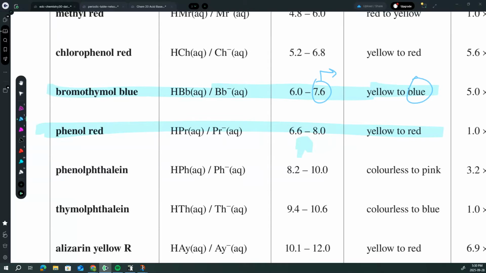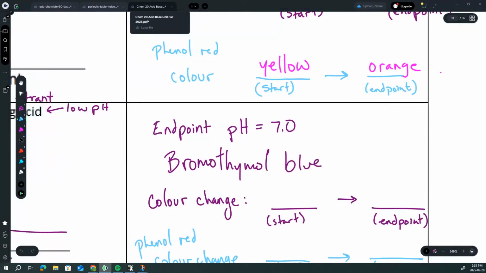Okay, and for our endpoint, which is at 7, once again, it'd be the in-between color, so it would be green. So let's write that down. So we're starting off blue, and we're going green.